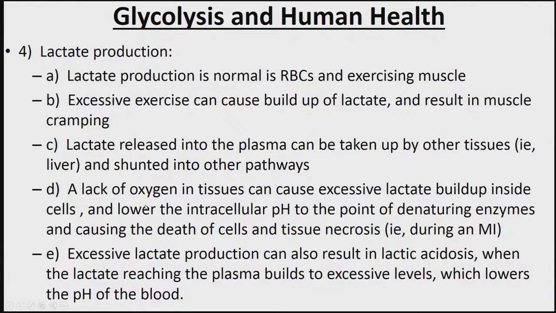The only extra thing here about lactate production is that if you get excessive lactate production, in a minor situation, you can get muscle cramping. But if you're talking about an MI, where you have the heart using a lot of energy and you don't have oxygen available, it'll start accumulating lactate so fast that it'll build up. You won't be able to get rid of it. And it'll actually start changing the pH of the cell, start causing enzymes to denature, and then you get a necrotic cell. That's part of the pathological process in an MI.